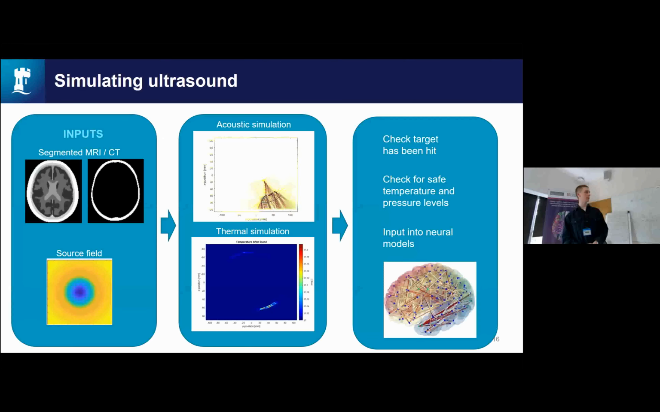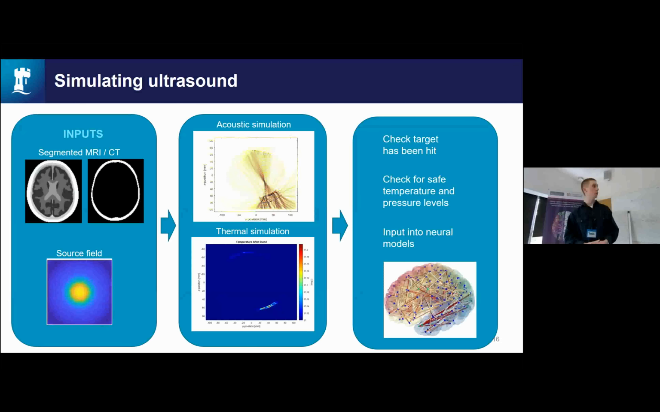So this is a typical workflow that I've been working on. You take your MRI images or your CT images. You can either put in the whole head or just the skull, and a source field, which is essentially what comes out of the transducer. You plug those into the simulation, and then you see at the top we get the acoustic simulation.